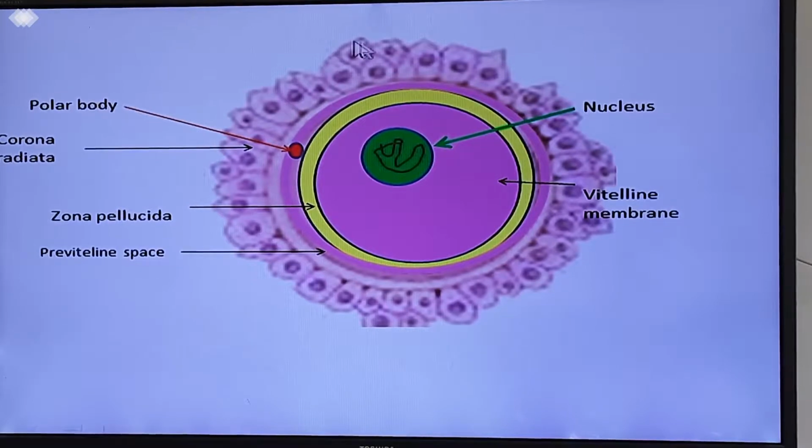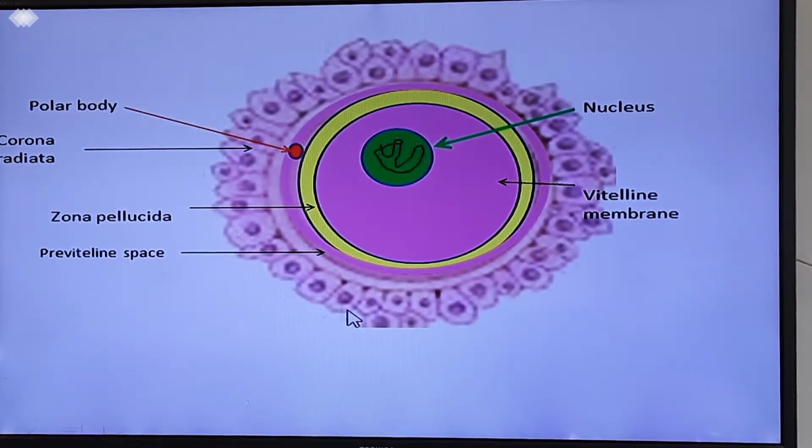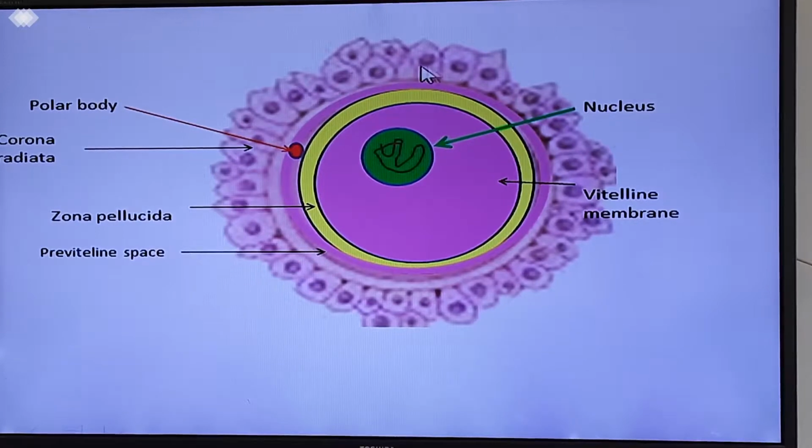We revise again the structure of ovum. This is the corona radiata. It is the outermost coat of the ovum. It is made up of a number of cells. After that there is an inner layer. It is non-cellular, thin and transparent. It is called zona pellucida.